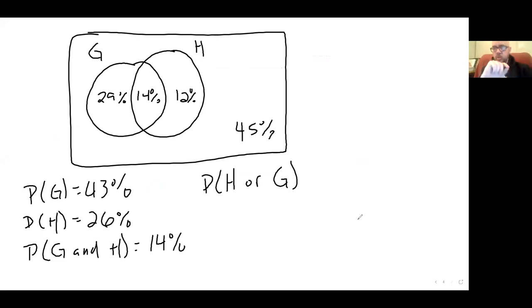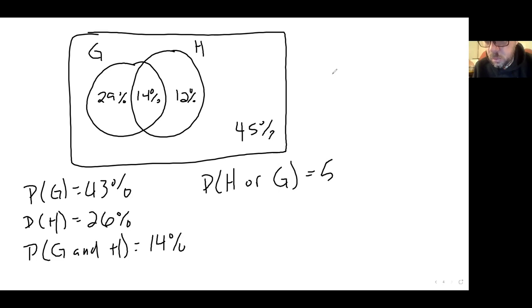Now we could do what we did before in the previous problem, and use the formulas. And absolutely, if you're not comfortable with Venn diagrams, you should definitely do that. I'm feeling pretty good about Venn diagrams though, and I feel like I can just look at this and see. Right, 29 plus 14 is 43, plus 12 is 55. And so H or G is 55%.